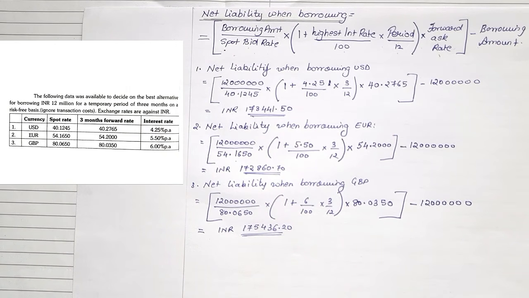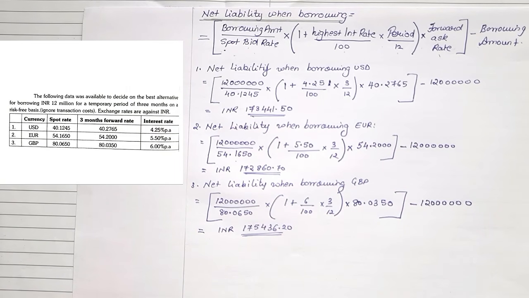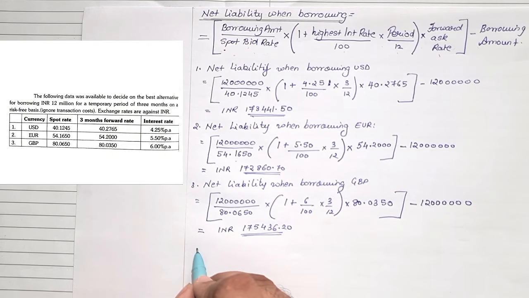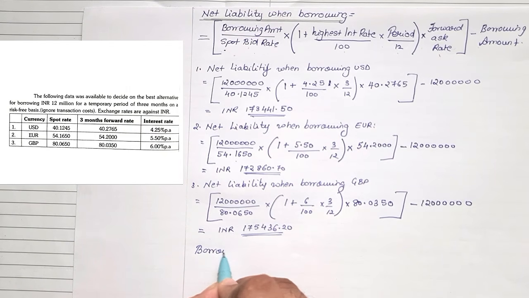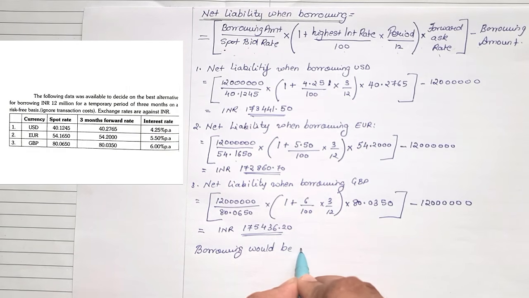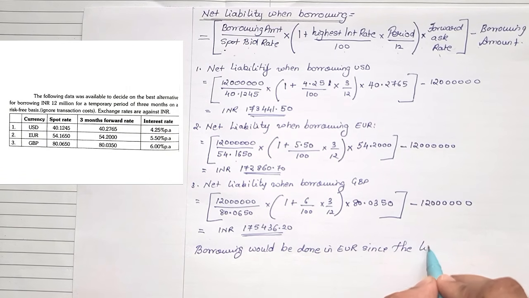Okay, now the final conclusion. So now we have solved, we got all the three liabilities. Whenever you're borrowing, always remember the least is the better. Among the three, this is 1,73,000, this is 172, this is 175. So 172 is the most economical. So the final answer will be borrowing would be done in euro since the liability is lowest.